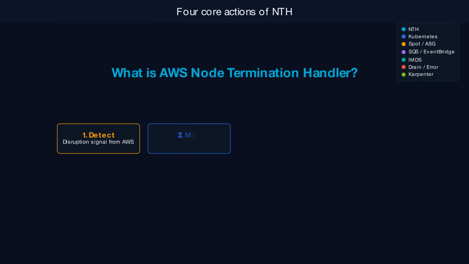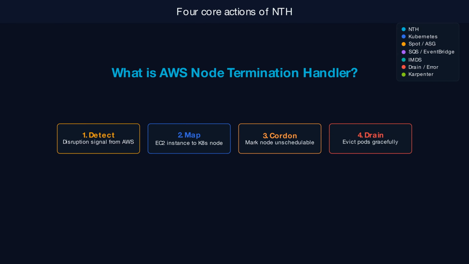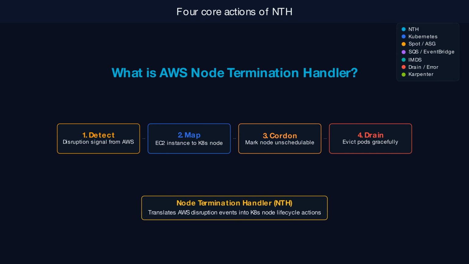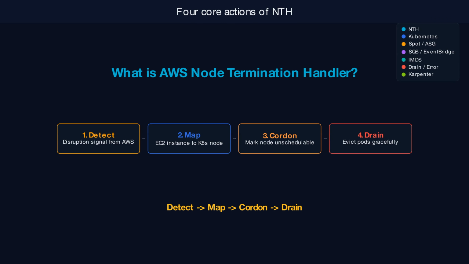At a high level, NTH performs 4 actions. First, it detects a disruption signal from AWS. Second, it maps that signal to the correct Kubernetes node. Third, it cordons the node so no new pods land there. Fourth, it drains the node by evicting running pods so they can be rescheduled on healthy nodes. That sequence is the core of everything NTH does.